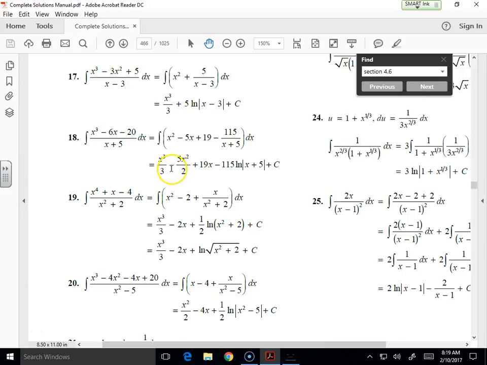Final answer. But did you guys divide? It made it so much easier. x cubed over 3, or 1/3 x cubed, minus 5 halves x squared plus 19x minus 115 ln of absolute value of x plus 5, plus c. The x plus 5 is supposed to be an absolute value.